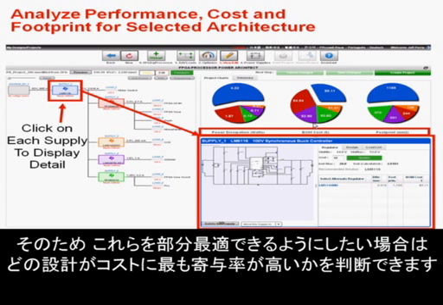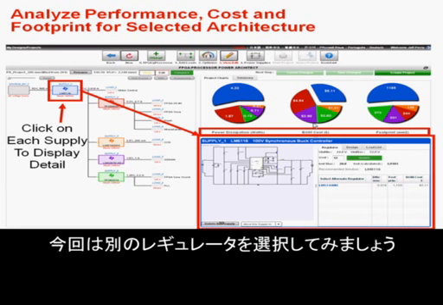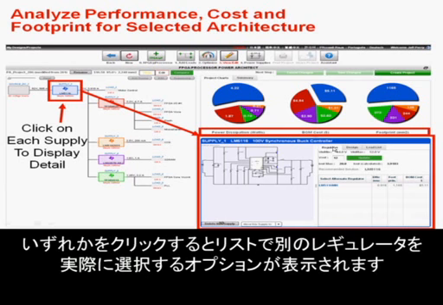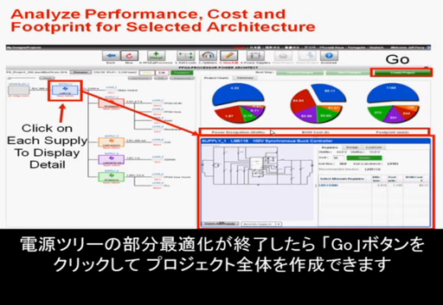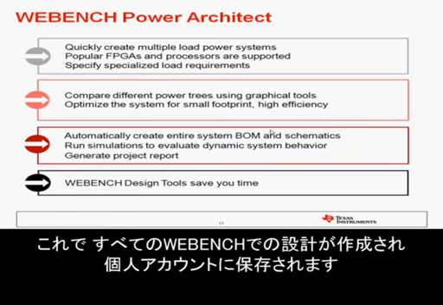And so if you want to be able to sub-optimize these things, you can say, this is the design that's contributing the most to my cost. I'd actually like to pick a different regulator. And so if you click on one of these, it will actually give you the option to choose a different regulator in the list. When you're done sub-optimizing your power tree, you can click on the Go button to create the entire project. And this will create all of the WebBench designs for you and save them in your personal account.